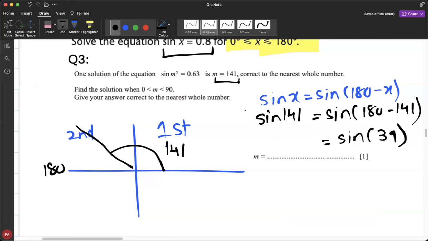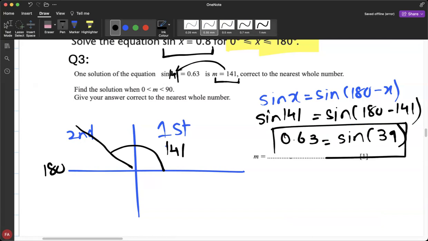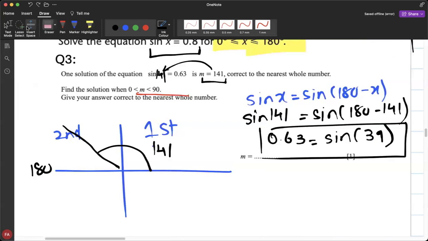If that is the case, what's the value for sine 141? We knew that if we plugged in 141, it gave us 0.63. So we are very certain that the question was asking us to find an answer that lies in between 0 and 90. So which number do you think that's going to be? In this case, it has to be 39 degrees.